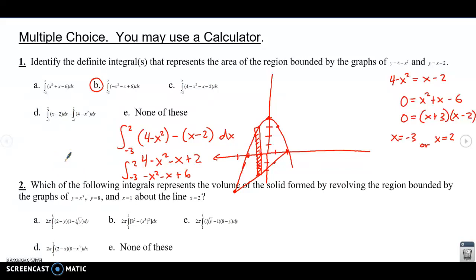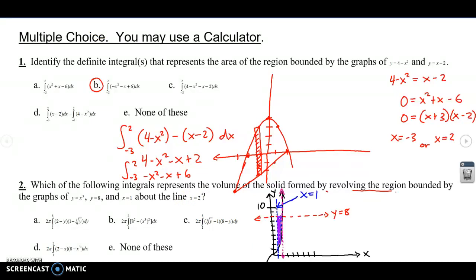Which of the following integrals represents the volume of the solid formed by revolving the region bounded by the graphs of y equals x cubed, y equals 8, and x equals 1 about the line x equals 2? Again, this is going to require a little bit of sketching, so I'll do that now. You can see that I've drawn the lines given. X equals 1 is this vertical blue line. That's the left boundary. The top boundary is y equals 8, and the right boundary is the line x equals 2. And technically also the boundary is this x cubed curve.